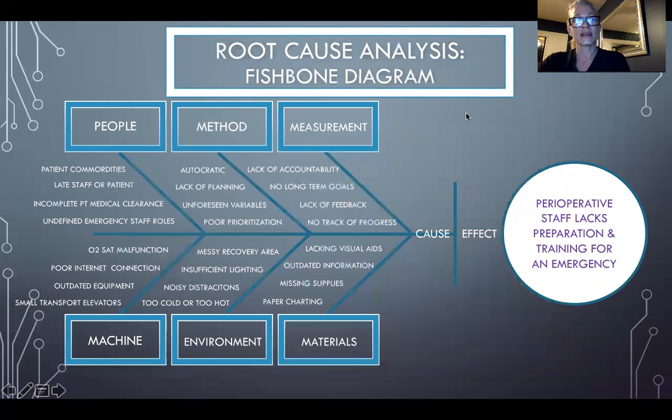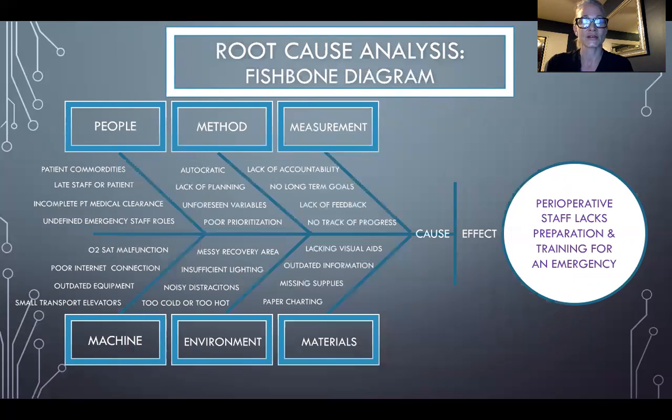So I created a fishbone diagram for my root cause analysis. And as you can see, it looks a little complicated, but we're looking at 6 different main categories. So we're looking at the people, the methods, the measurements, the machine, the environment, and the materials. And all of these have subcategories that are lending towards the cause of the effect being that the perioperative staff lacks preparation and training for an emergency.